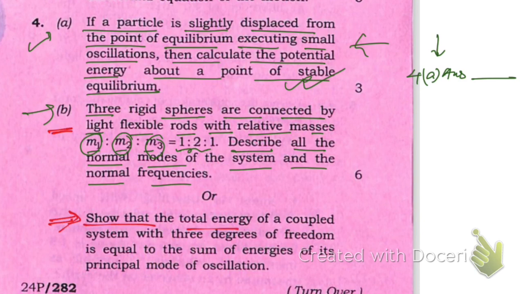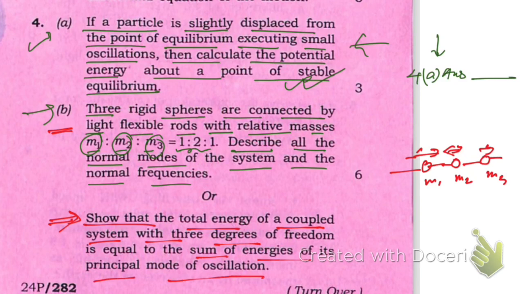The question is to show that the total energy of a coupled system with 3 degrees of freedom, that means again we're going to consider 3 masses, m1, m2 and m3. Now let me tell you one more thing. Coupled means they are joined. It doesn't mean that there are 2 masses. Here we have 3 degrees of freedom, so we're going to consider 3 masses here. So here we need to show that the total energy is the sum of the energies of each principal mode of oscillation. So let me give you the answer.